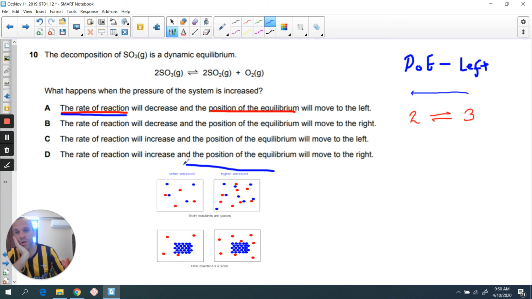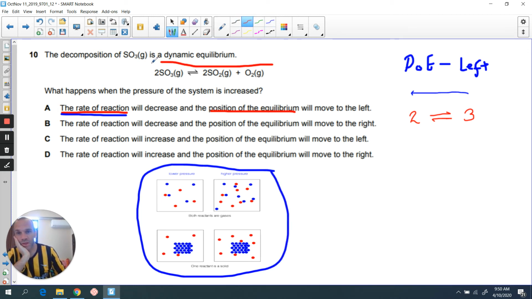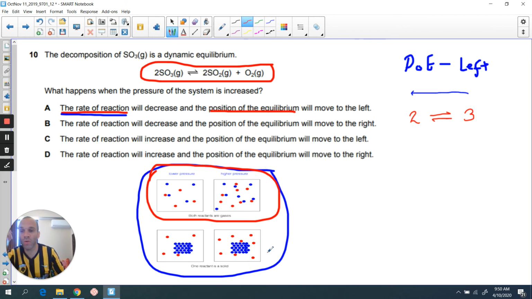Now, just another thing to mention here. This theory only holds firm when you're talking about reactions that involve gases, because in this reaction we do have all gases. We're talking about this situation here, these at the top. Now it would also increase the rate of reaction if you had a gas and a solid, but if you only had solids or only had liquids, then the pressure would make no difference to the rate of reaction.